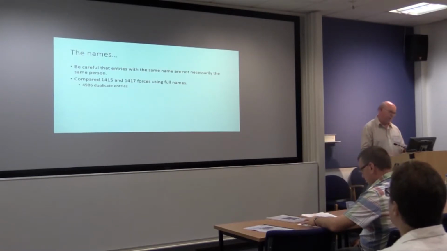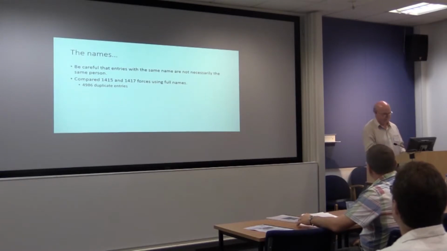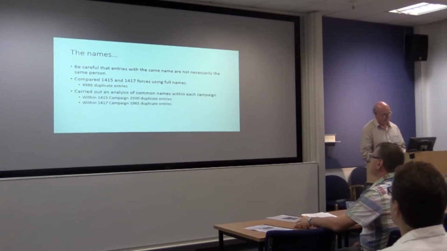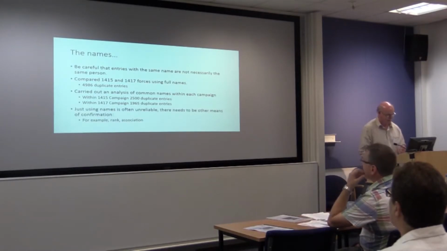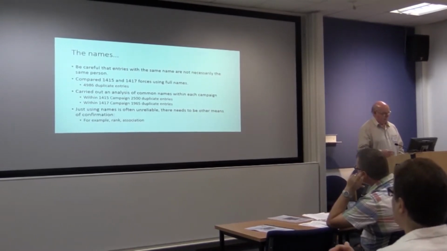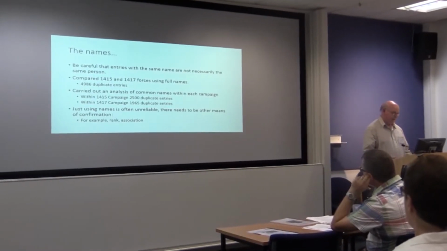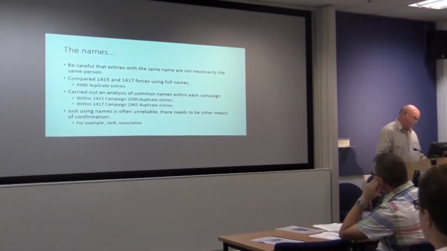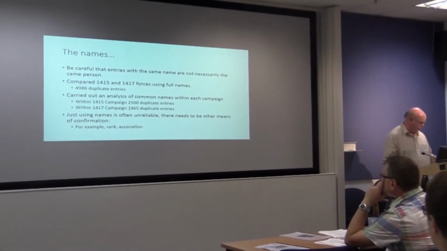Fortunately, I then thought, "Well, what if I just look within 1415, and what if I just look within 1417?" And actually, there's a hell of a lot of duplication within those as well. So the real conclusion that I came to is that just using names is very unreliable. There needs to be other means of confirmation, whether it's rank, who they're associated with, or other ways of tracking. But one needs to try and get some other form of confirmation.